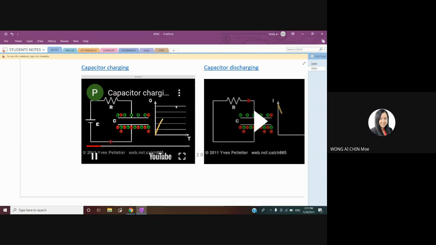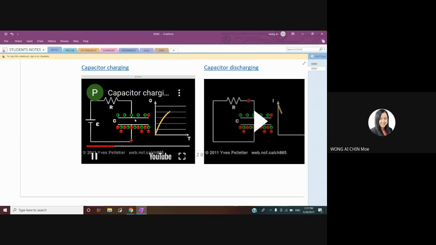Okay, so this is the graph for the charging process. The upper plate will become more positive, whereas the lower plate will become more negative, meaning that there is a potential difference across the capacitor. Initially, it's balanced, so there's no potential difference.